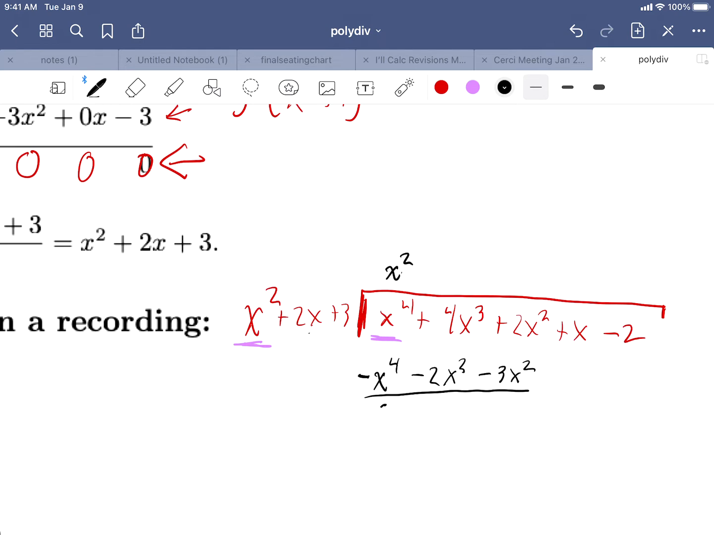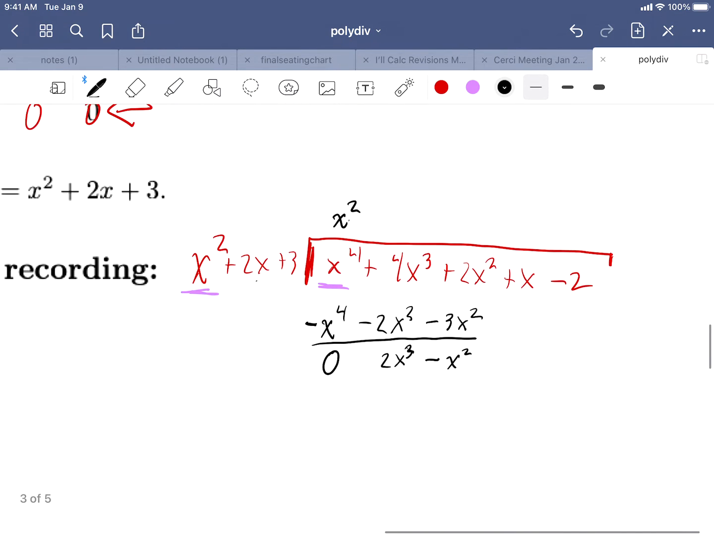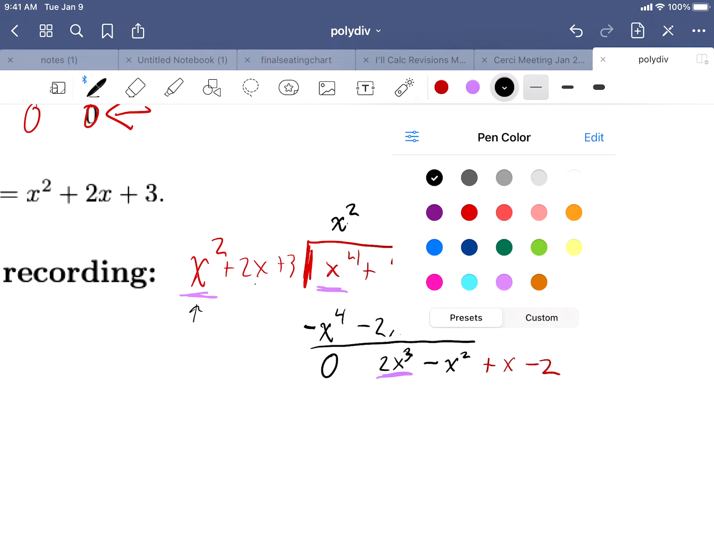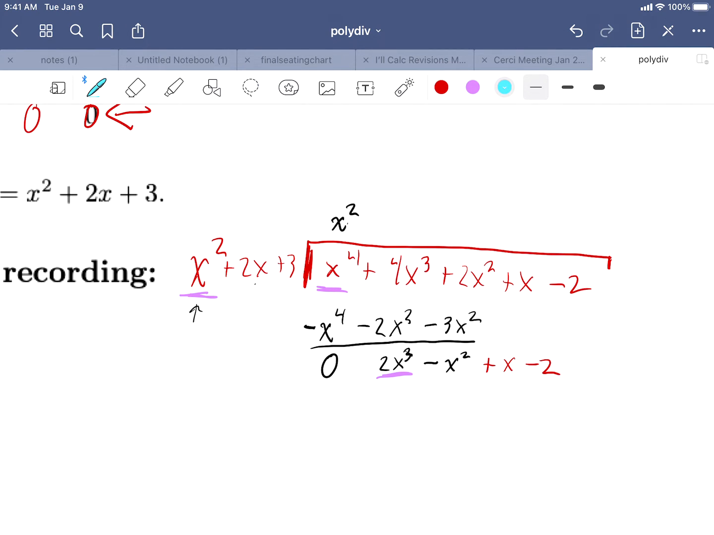Do that subtraction. 0, 4 minus 2 is 2x cubed. 2 minus 3 is minus 1 x squared. Alright, that's progress. Now, last time I carried these terms down, so I'll continue to carry these terms down, plus x minus 2. So next, what do I need to multiply x squared by to get this leading term, 2x cubed? And I think I'll switch to another color to illustrate that this is a new step in the algorithm. X squared times 2x is 2x cubed, so I need to multiply 2x by this and subtract the result.